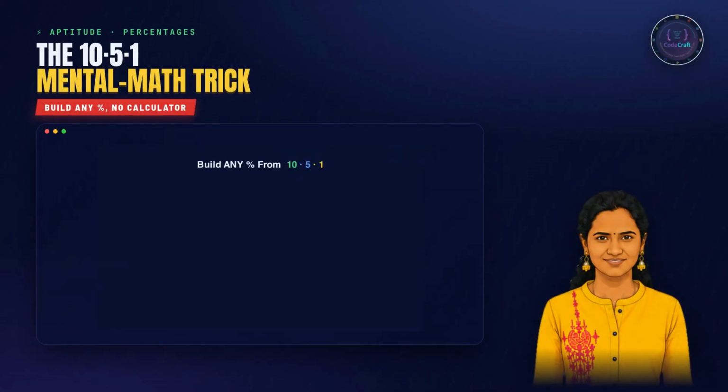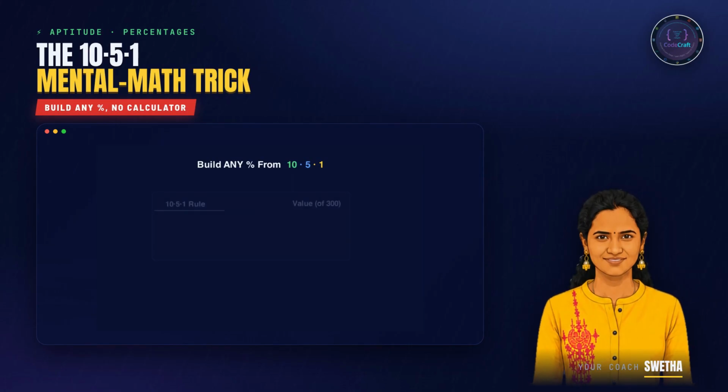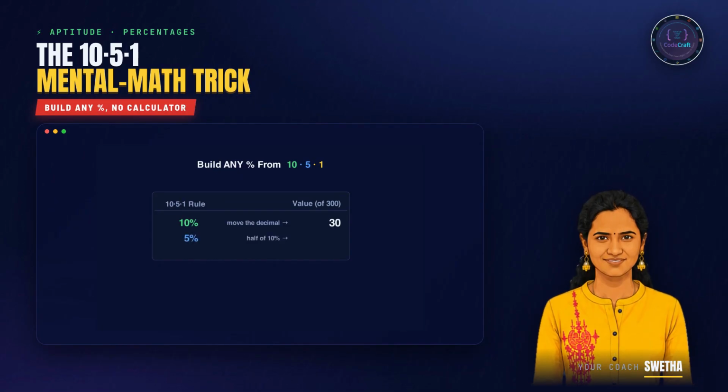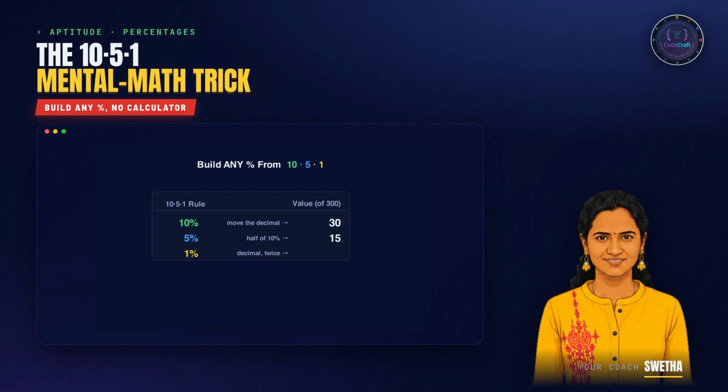This is a trick I use every single day. Build any percentage from 3 easy pieces: 10, 5, and 1. 10% is the gift. Just move the decimal one place. 10% of 300 is 30. 5%? That's just half of 10%, 15. And 1%, move the decimal 2 places, is 3.